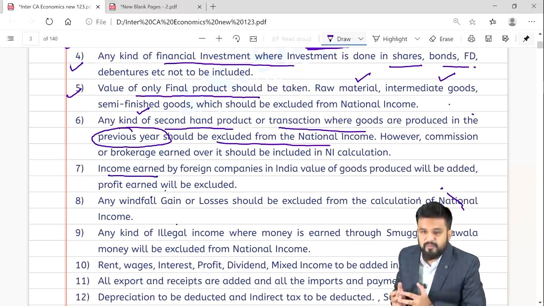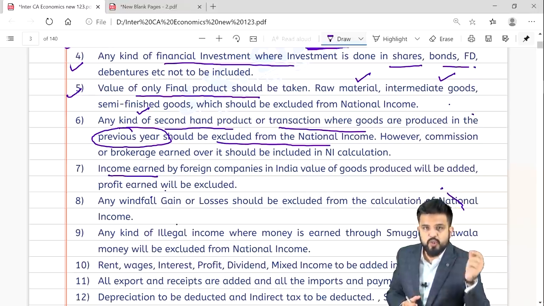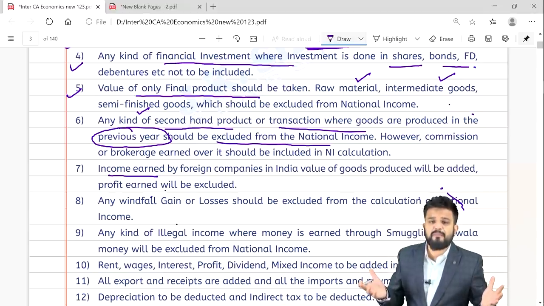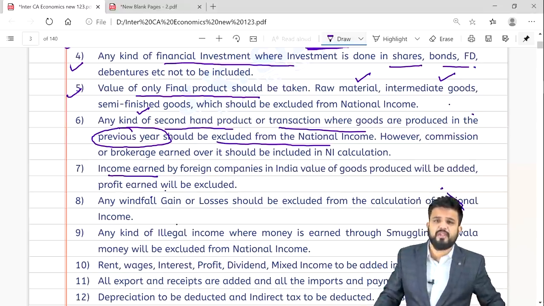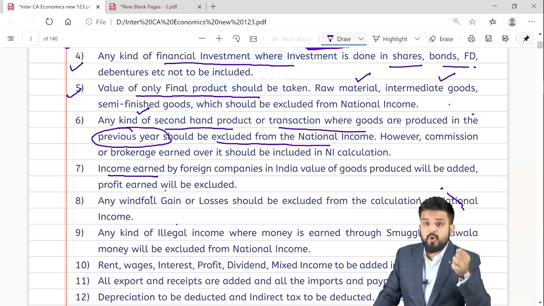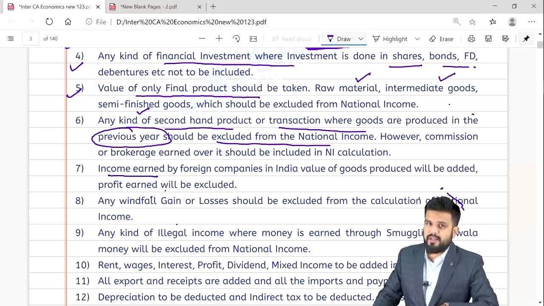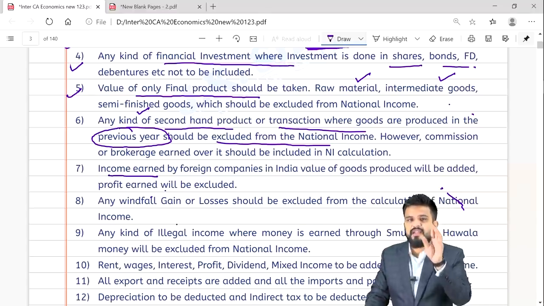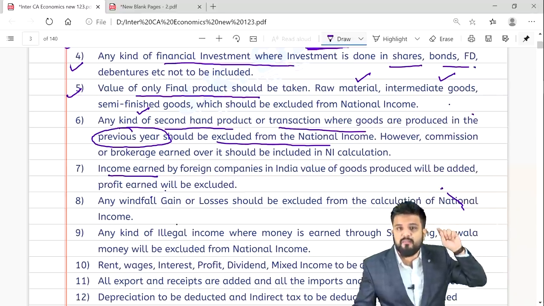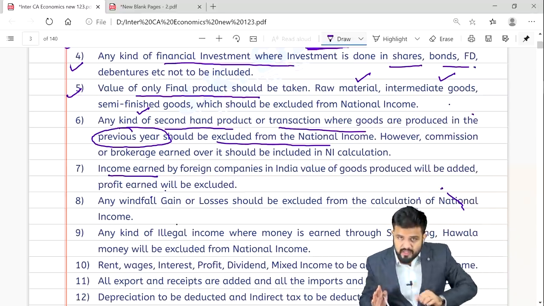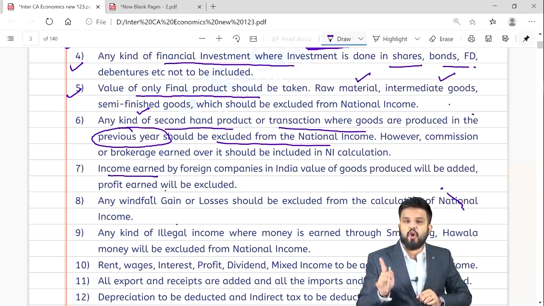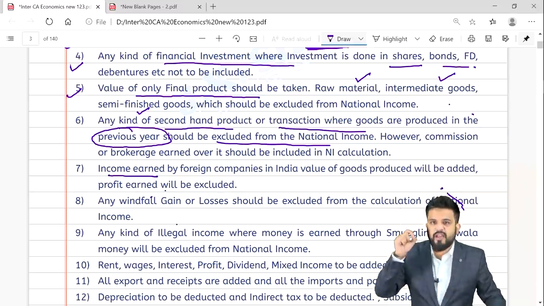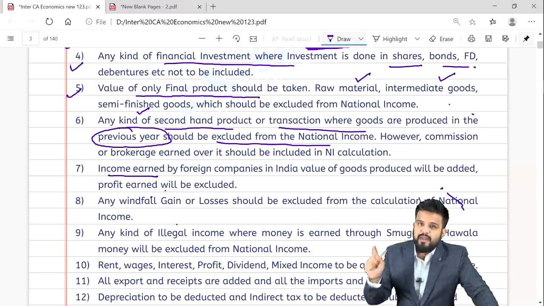Seventh point says, income earned by foreign companies in India. So there are so many foreign companies doing business in India. You have McDonald's, Adidas, Reebok, Volkswagen, Samsung, Hitachi, so many mobile companies. So please remember, whatever goods they produce in our domestic territory, the value of those goods will be recorded. But whatever profits they earn will be recorded in their home country because they maintain books in their home country. Irrespective of whether they take profits back or not, profits won't be recorded here. Only the value of goods produced will be recorded.